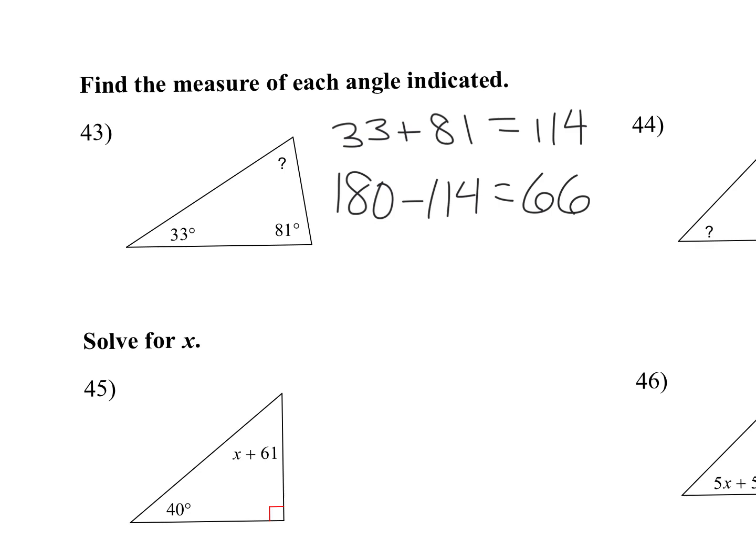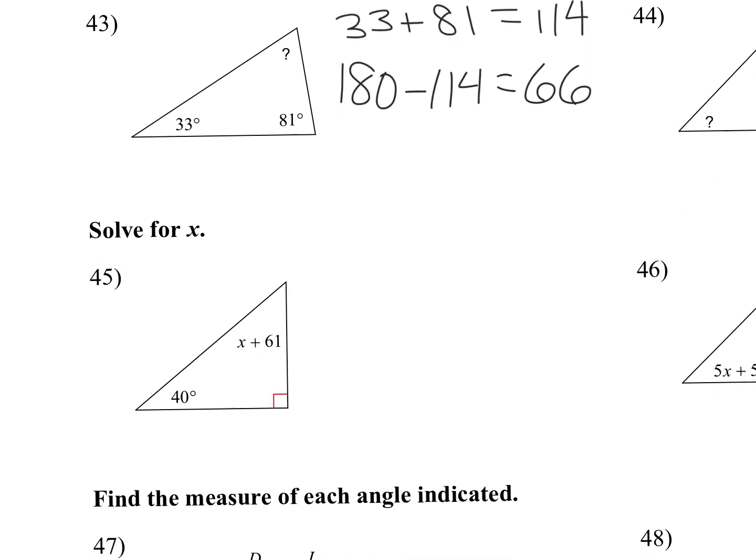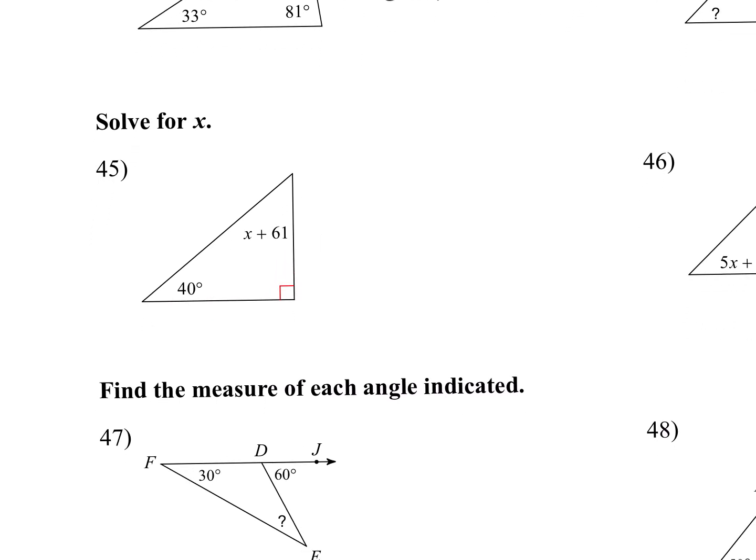What's the difference between triangles and quadrilaterals? Triangles are 180, quadrilaterals are 360. On 45, does it change when we have an x in there? No, it stays the same. You're just solving for x.